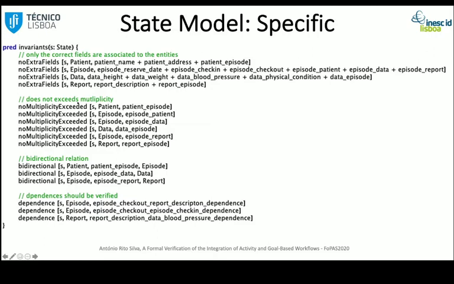So, for instance, you say that there's no multiplicity exceeded. That's in the sense that in a particular intermediate state, for instance, if one entity can be connected with at least 2 or 3 other entities, in some intermediate state you can connect it to 1, but you cannot connect it to 4, because that would exceed. So you have these invariants.